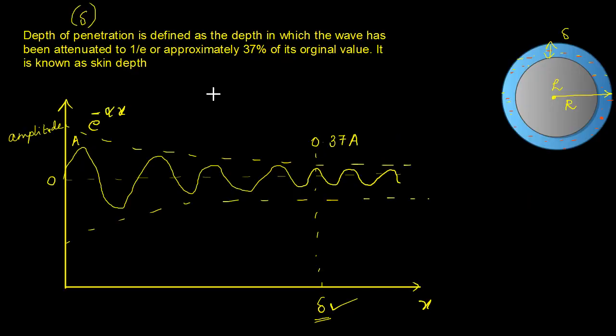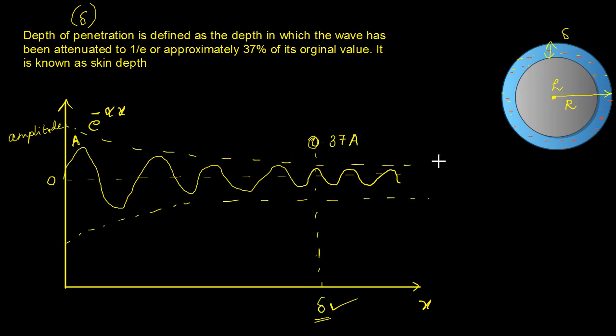Now let us see what the depth of penetration is. Depth of penetration, represented using the symbol delta, is defined as the depth at which the wave has been attenuated to 1 by e, or approximately 37% of its original value. It is known as skin depth. Let us see that this is being subjected to some deformation in its amplitude and phase. Let us take the initial amplitude as A, and take one point. This point is delta, where the amplitude is 0.37 times A. That means 37% of its initial value.